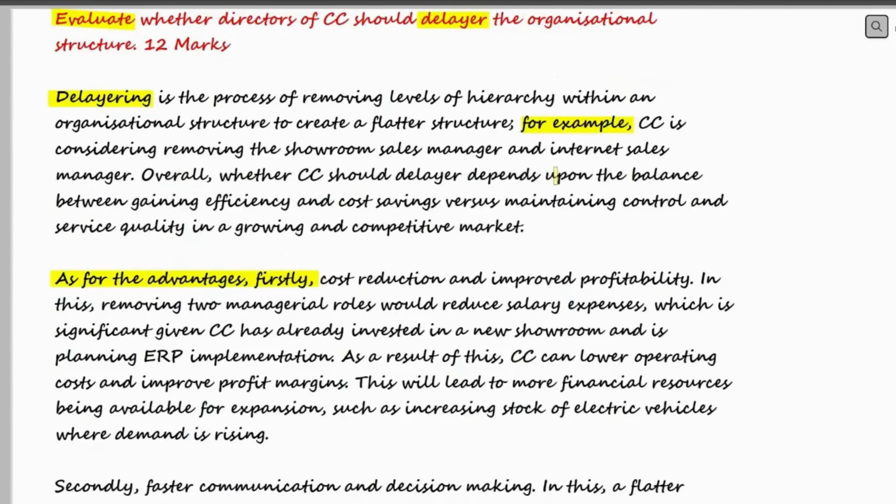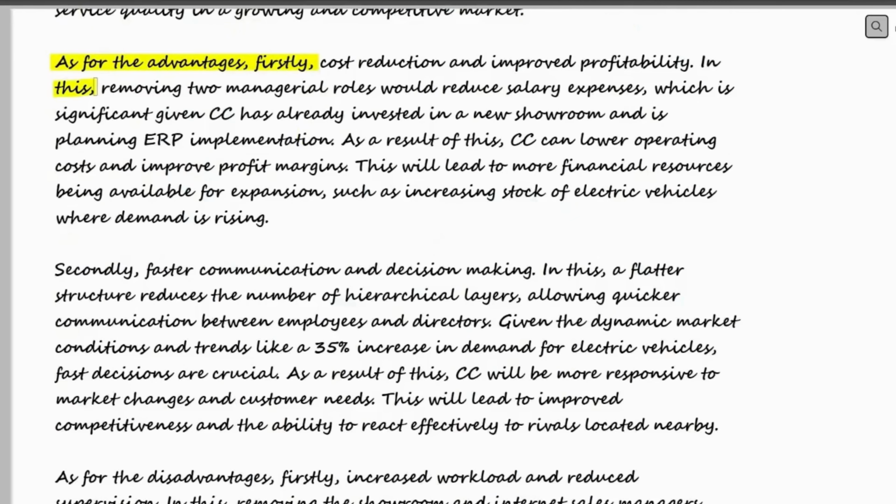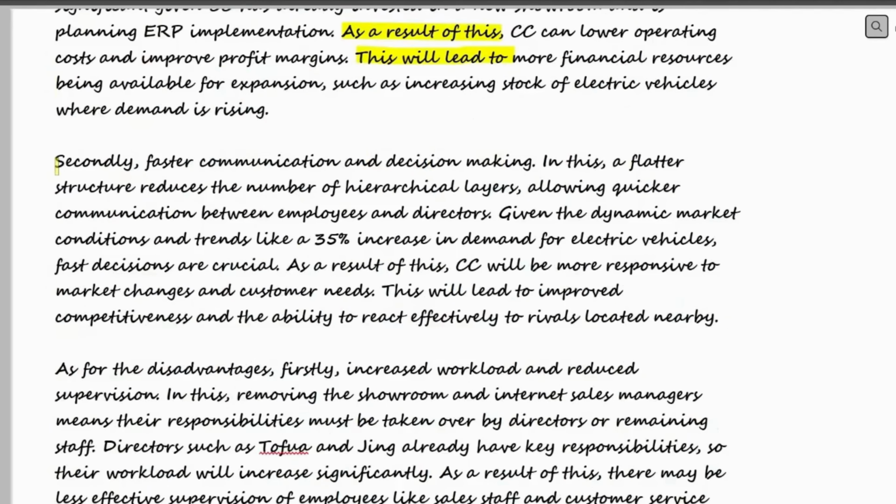Now the first positive point is coming in for the delayering thing. In this, now we are connecting with the case study. Removing 2 managerial roles would reduce salary expenses, which is significant given CC has already invested in the new showroom and is planning ERP implementation. So already the company needs to divert its funds to more productive areas. As a result of this, CC can lower operating costs and improve profit margins. This will lead to more financial resources being available for expansion, such as increasing stock of electric vehicles where demand is rising.